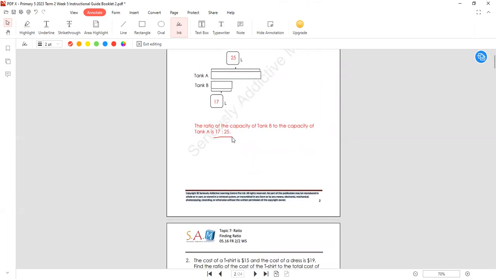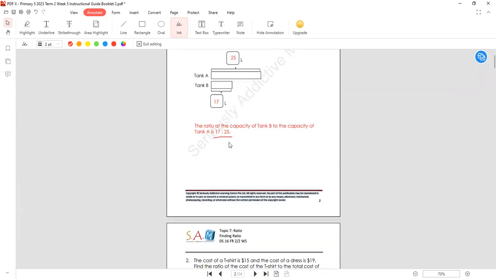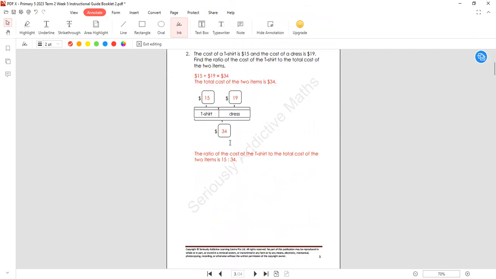So they cannot just write 17:25, right? For this kind of question, they have to write, ratio of the capacity of tank B to the capacity of tank A is 17:25. So if they don't have the sentence and just put 17:25, do not accept the answer, right? At least for this word problem.